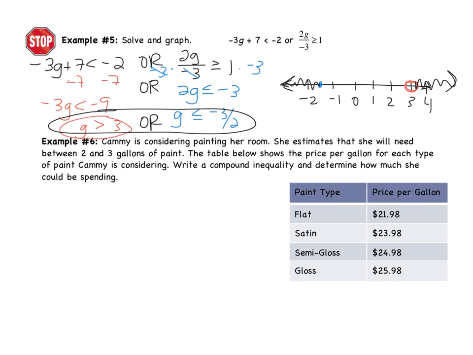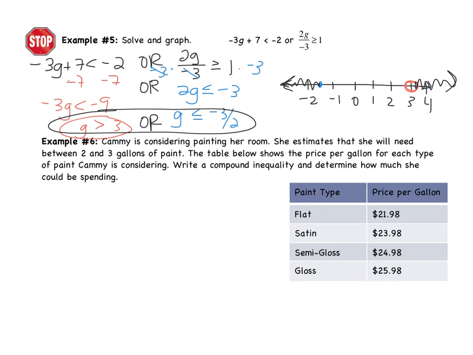She estimates that she will need between 2 and 3 gallons of paint. The table below shows the price per gallon for each type of paint Cammie is considering. Write a compound inequality and determine how much she could be spending. Now this you could probably do before even watching this video. We just need to think about it a little bit.